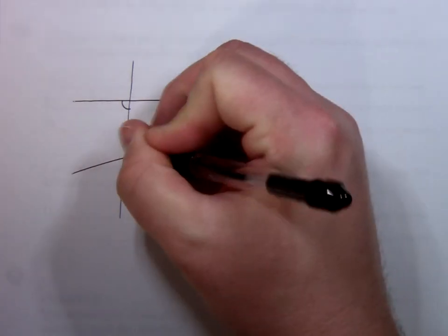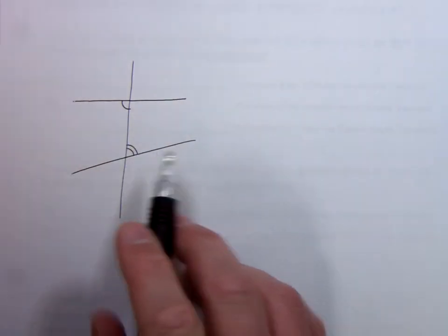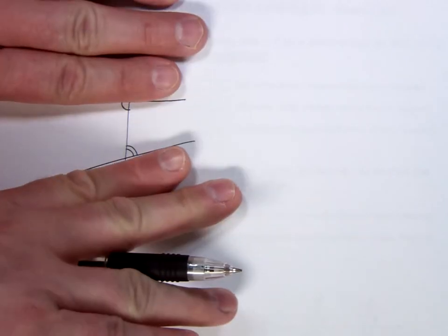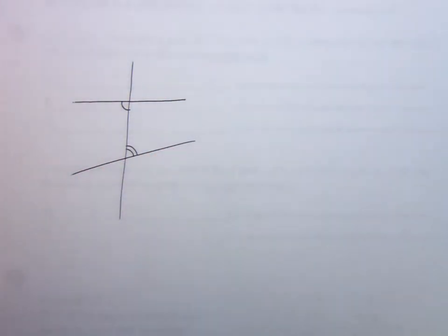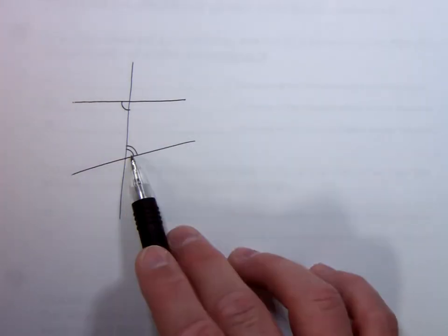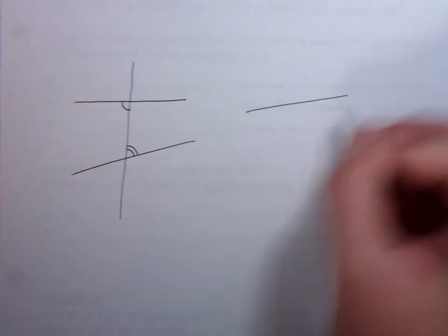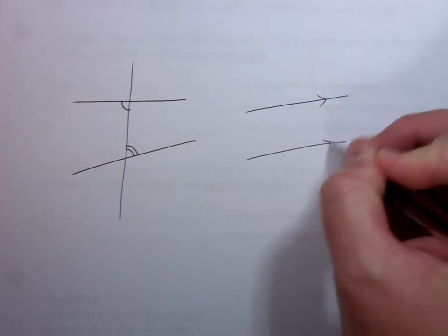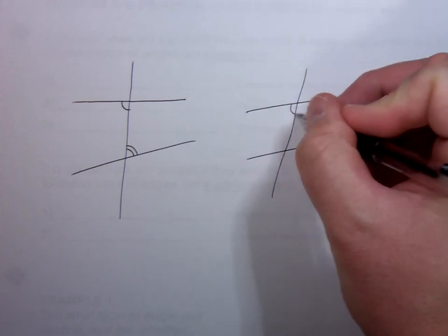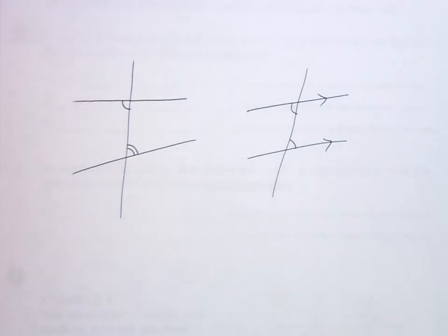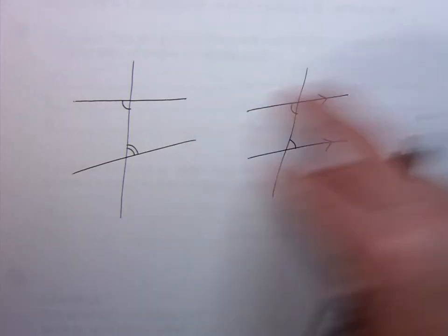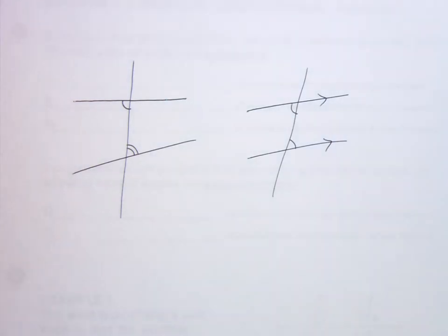Now, this angle and this angle are alternate interior angles. They're on different sides of the transversal and they're inside the parallel lines, so they're interior, alternate interior angles. Now, because these lines are not parallel though, these angles are not congruent. But as soon as we make sure that these lines are parallel to each other, then alternate interior angles are congruent. That's what we learned back in lesson 4.3, that if the two lines that are cut by the transversal are parallel, then alternate interior angles are congruent.